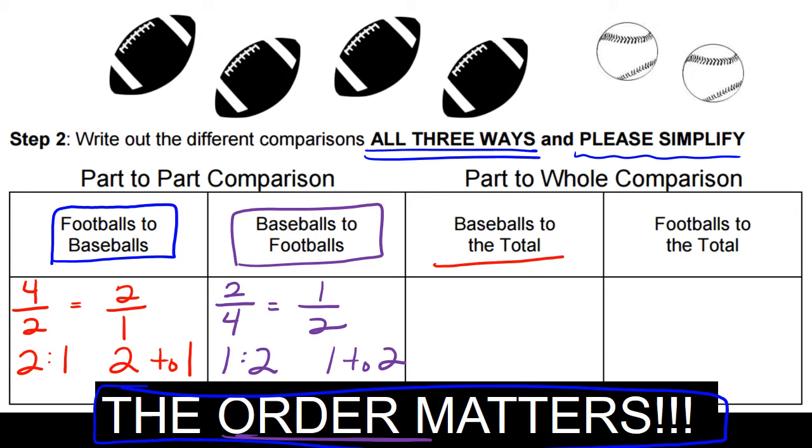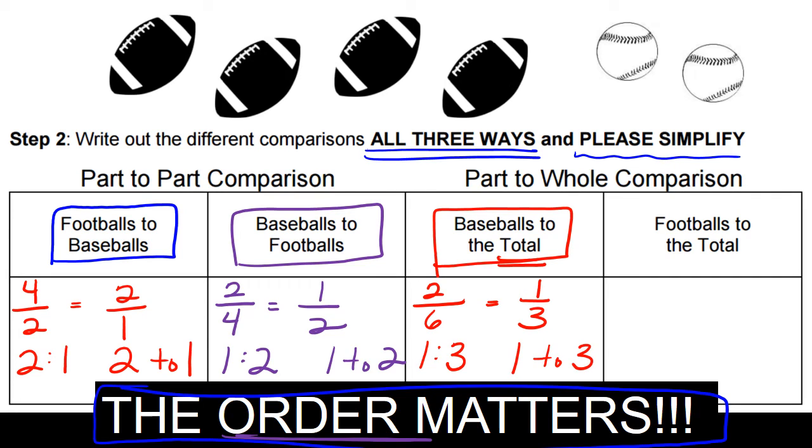Now we're going to take a look at baseballs to the total number of balls that we have here. So there are 2 baseballs, and now the total, we want to use all of them. So we said that there were 6 total. Once again, with a ratio, we're just comparing different quantities here. Let's go ahead and simplify that. That simplifies to 1 over 3. So I wrote that in fraction form. You're almost done. Let's write this 2 other ways. So we're going to write this as 1 colon 3, and then 1 using the word "to", 1 to 3.